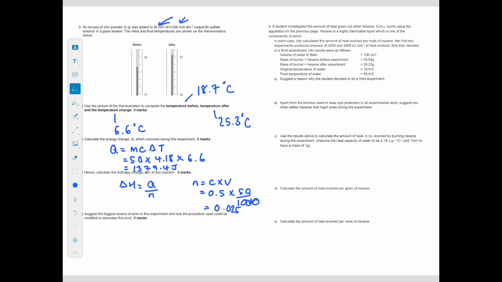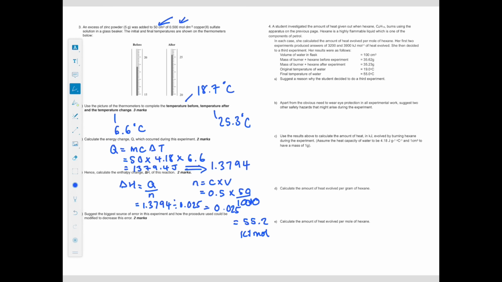So we need it to be kJ. So what we do is we take this number here and we simply divide it by 1,000 to get 1.3794, and then just pop those numbers in. So 1.3794 divided by 0.025, I'm always running out of space. And you get a value which is 55.2 kJ per mole.